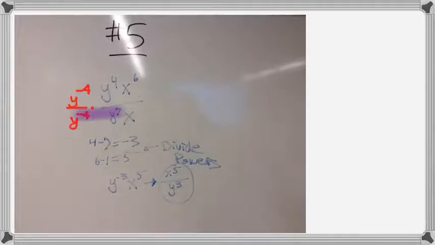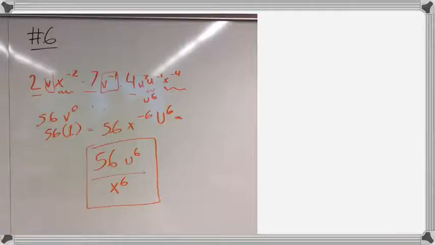multiplication of powers. When you multiply powers, what happens to the exponent? They get added together. And negative 4 plus 7 accounts for why we have y to the positive 3 on the bottom. Problems 6 and 7 come to us with a lot more arithmetic going on.